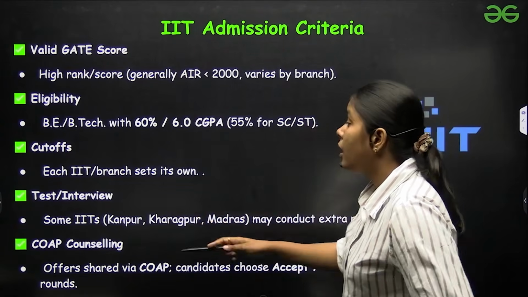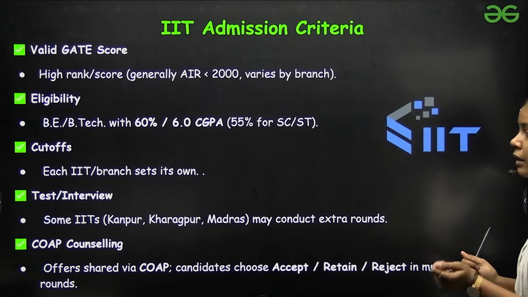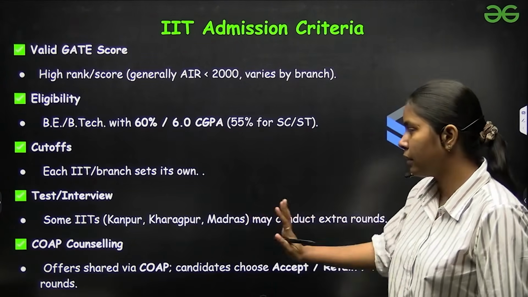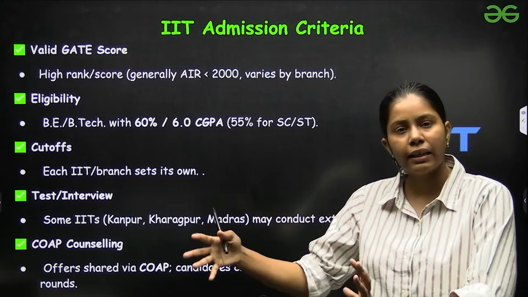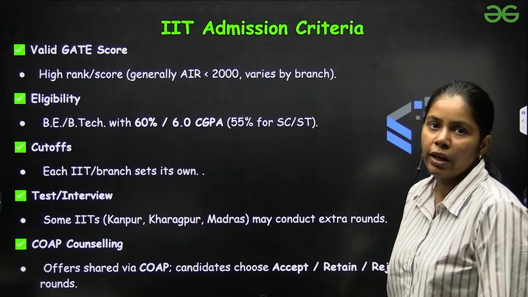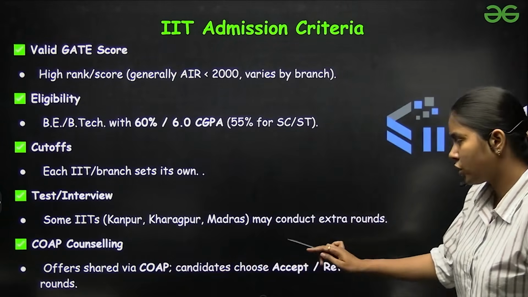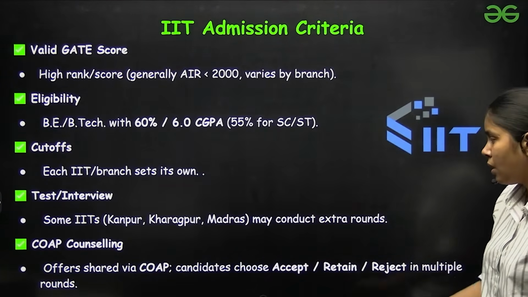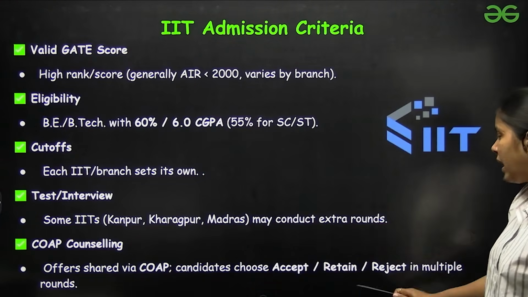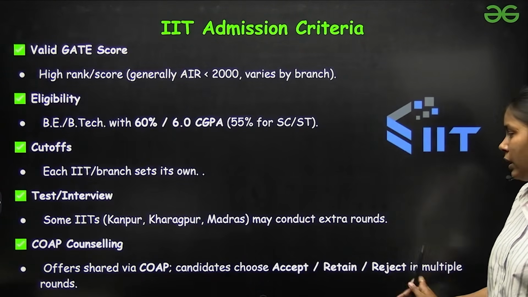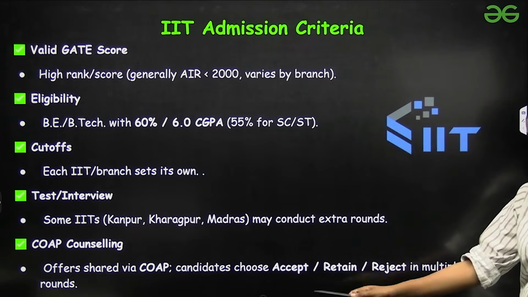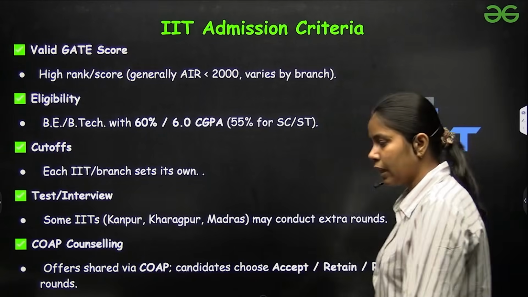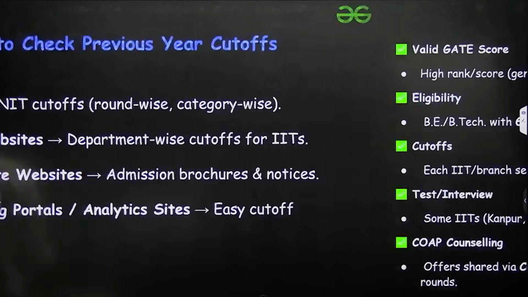Test and interview: some IITs would take interviews for extra marks so that they can give admission other than through the GATE exam. They would consider GATE for applying for that interview and test, but still they would consider those marks as well. COAP counseling offers are shared when you get a GATE score, so you would apply for the counseling process using COAP. With COAP offers, candidates choose accept, retain, or reject in multiple rounds, right? Either you accept, you get a college; retain, you wait for another round; and if you reject, you would not get a seat in that particular college, right? So these are the rounds.